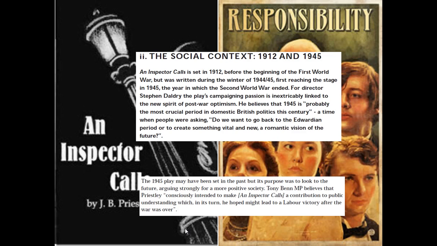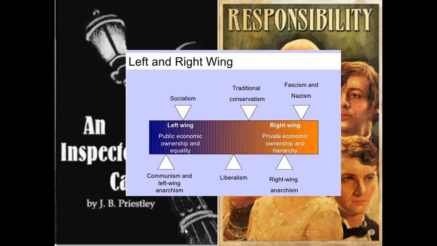Now before we move on from this, you've got to understand the difference between left-wing and right-wing politics. What you've got in front of you is a nice little line, simply divided into left wing and right wing. The left wing would be the old school Labour government, and the right wing would be the Conservatives. So in nowadays terms, we are a right wing democracy. And as you can see there in the right wing, private economic ownership and hierarchy.